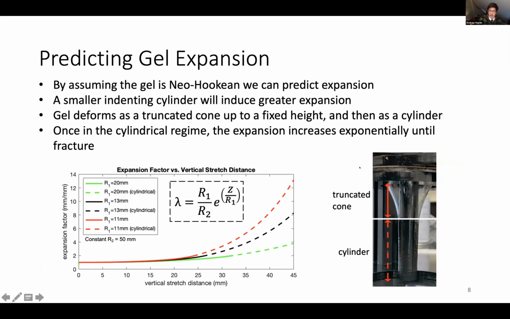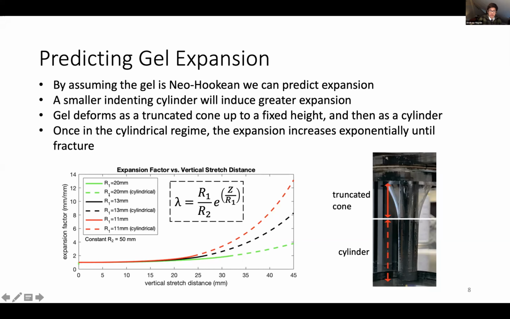So one of the things that we found during this project is that if we assume that the gel is like a neo-Hookean material, which is analogous to when you think of a Hookean spring, neo-Hookean is a type of material with ideal properties. We can predict that the expansion will increase exponentially according to this equation here. And another thing of interest is that a smaller indenter will actually induce a greater expansion than a larger indenter. And so we chose the dimensions of our device based on this fact.